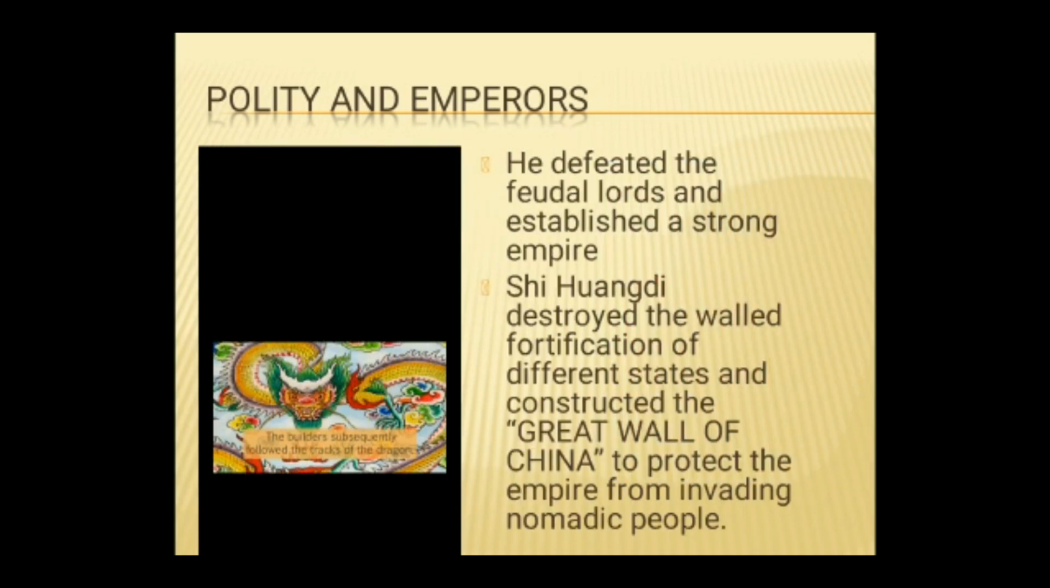He defeated the feudal lords and established a strong empire. Shi Huang Di destroyed the walled fortifications of different states and constructed the Great Wall of China to protect the empire from invading nomadic people.